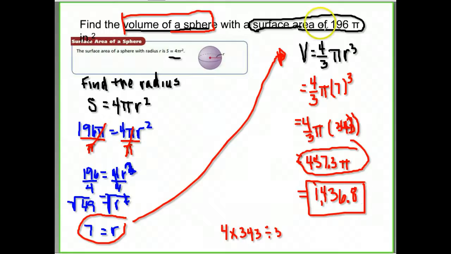So they gave us the surface area and asked us to find the volume. We had to use the surface area to solve and find the radius. Then we substituted that into the formula for volume and were able to answer the question.